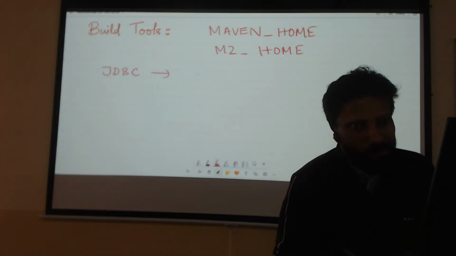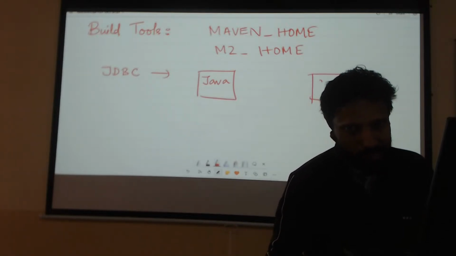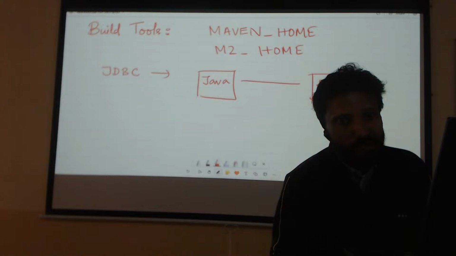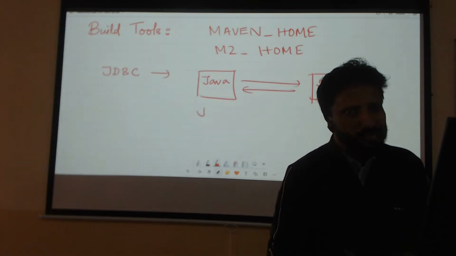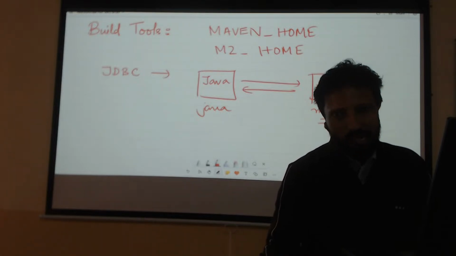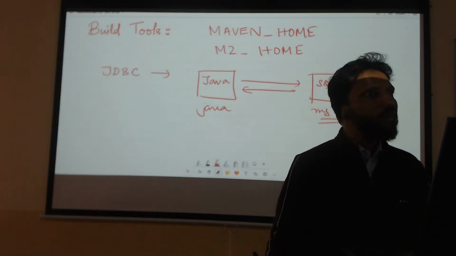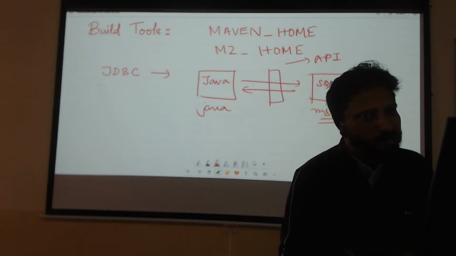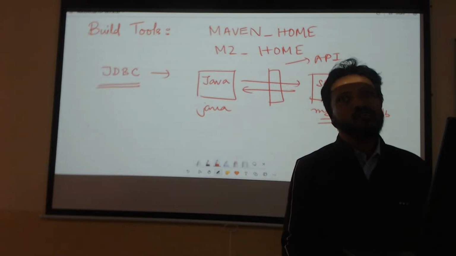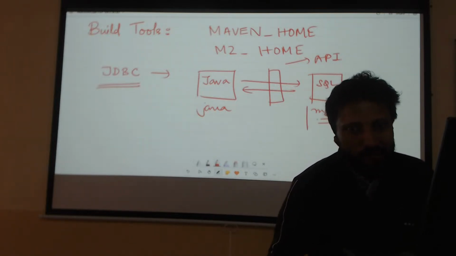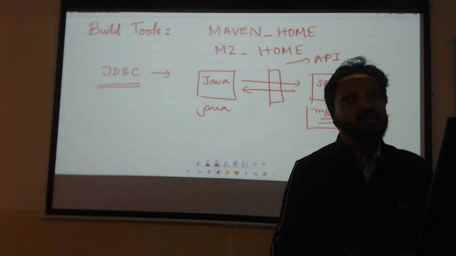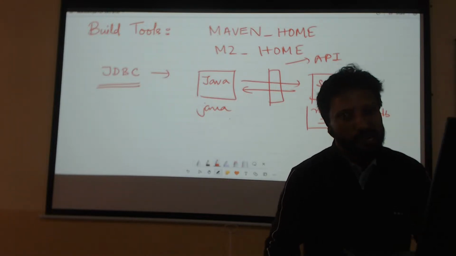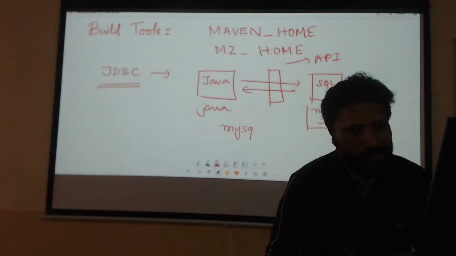JDBC. You have a Java application and you have your SQL database. How to connect between them? Normally they can't connect. This is written in Java, and this is written in MySQL, some database code. How do you connect? You need some interface, right? That interface is called an API. We use the JDBC API. To make it work, since I am using MySQL, I need to use some connector. That is called the MySQL connector.